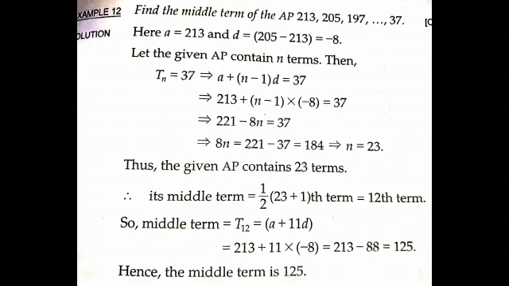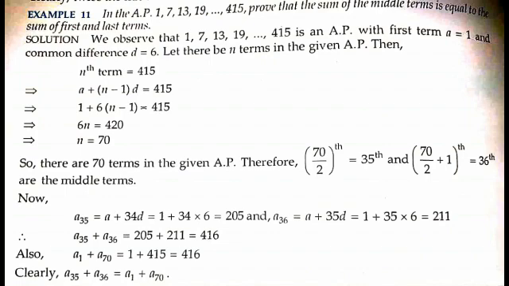So T12 is equal to A plus 12 minus 1 into D, which gives A plus 11D. Putting the values of A and D, I have 213 plus 11 into minus 8, which gives 213 minus 88, which is equal to 125. Hence, the middle term is 125. Now let us consider another question.